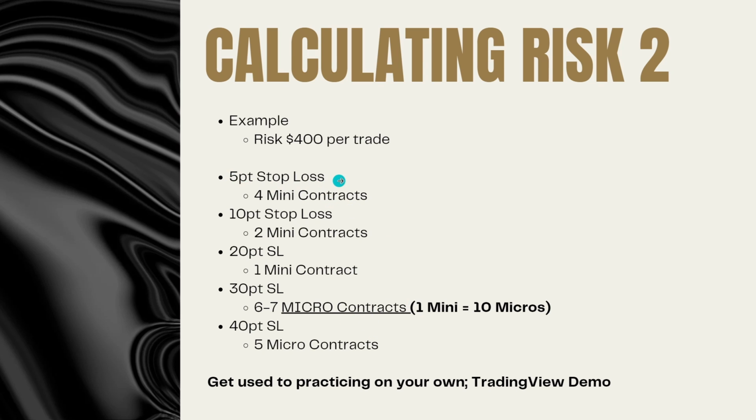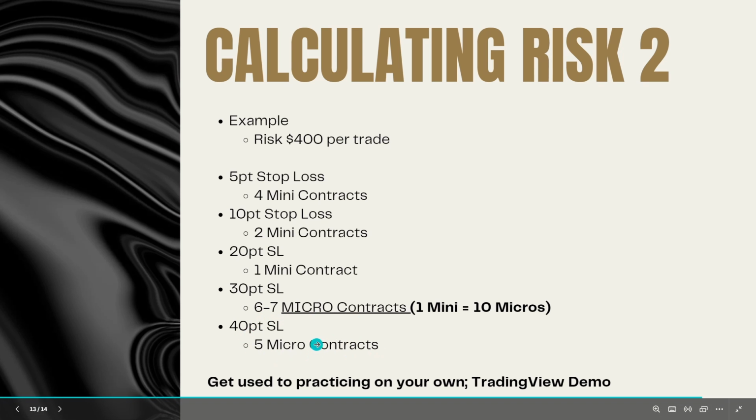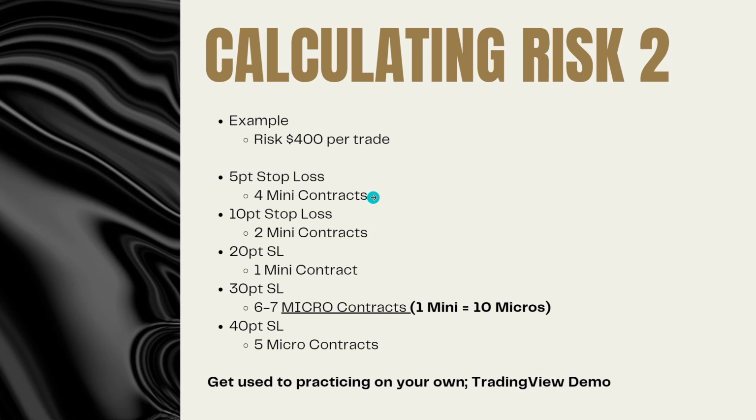So if we have a 5-point stop loss on NQ, then you could use potentially up to 4 mini contracts. And if that stop loss was hit, you'd only be risking a max of $400. Okay. If you had a 10-point stop loss, 2 mini contracts, 20-point stop loss, 1 mini contract. If you had a 30-point stop loss, then we can drop to the micros, right? Because 1 mini is equal to 10 micros. So you could look at 6 to 7 different micro contracts. 40-point stop loss, you could look at 5 micro contracts. And all of those, if the stop loss was to be hit, it would still only equate to $400.